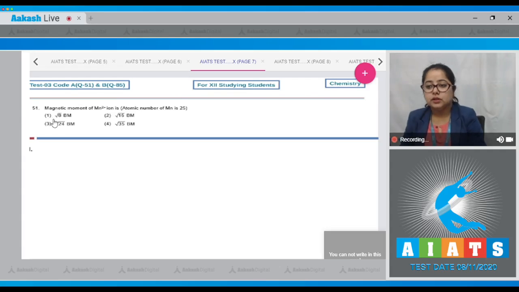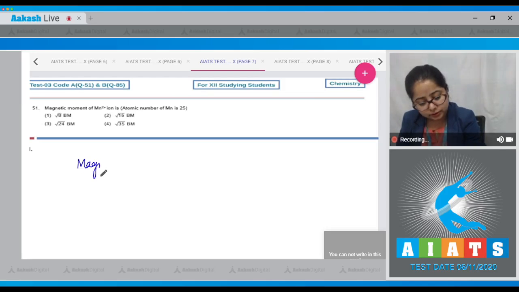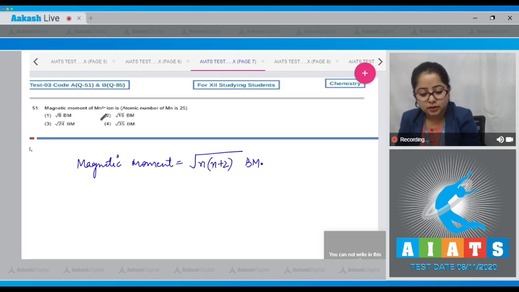Let's read the question. Magnetic moment of Mn2+ ion is. We are given the atomic number of Mn, which is 25. So student, first of all, I'm writing the formula to calculate magnetic moment. Magnetic moment is equal to under root n plus 2 BM, and here n means number of unpaired electrons.